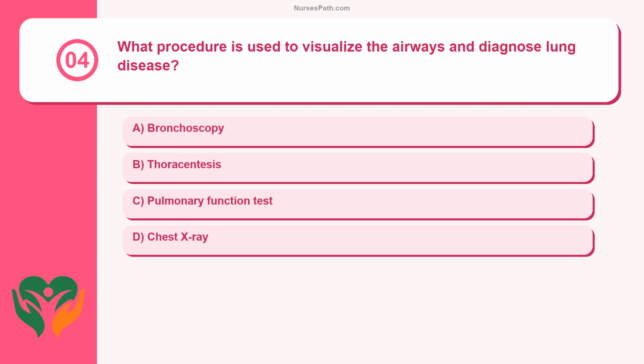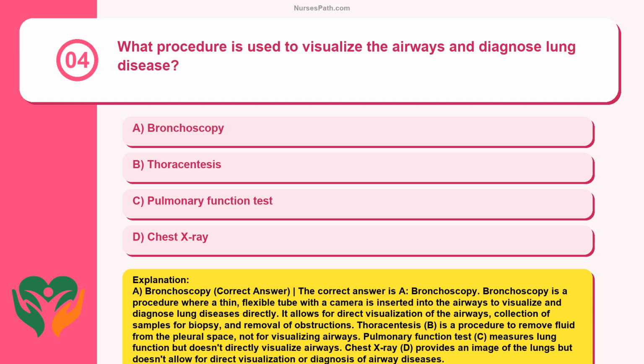Question 4. What procedure is used to visualize the airways and diagnose lung disease? A. Bronchoscopy, B. Thoracentesis, C. Pulmonary function test, D. Chest X-ray. A. Bronchoscopy. Correct answer. The correct answer is A. Bronchoscopy. Bronchoscopy is a procedure where a thin, flexible tube with a camera is inserted into the airways to visualize and diagnose lung diseases directly. It allows for direct visualization of the airways, collection of samples for biopsy, and removal of obstructions.